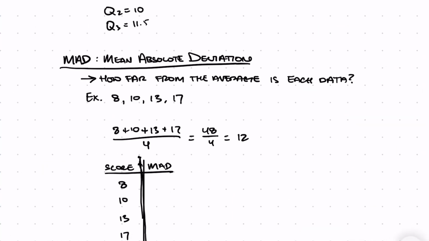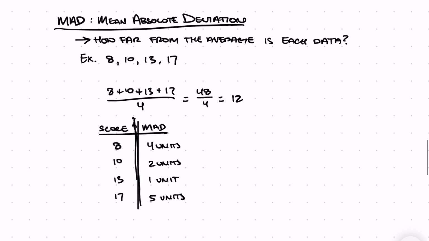So from 12, usually what you do is you take the bigger number and just minus the smaller number when you compare it to the average. So 12 minus 8, so this is 4 units away. You have 10 minus 12, which is 2 units away. You have 13 minus 12, which is 1 unit away. And you have 17 minus 12, which is 5 units. So that's how you find the MAD.